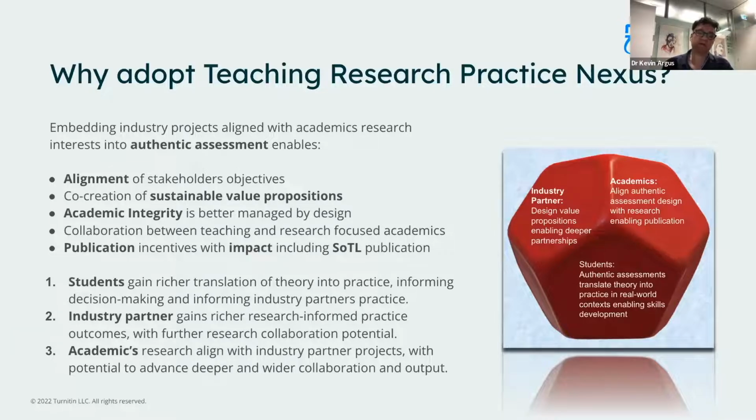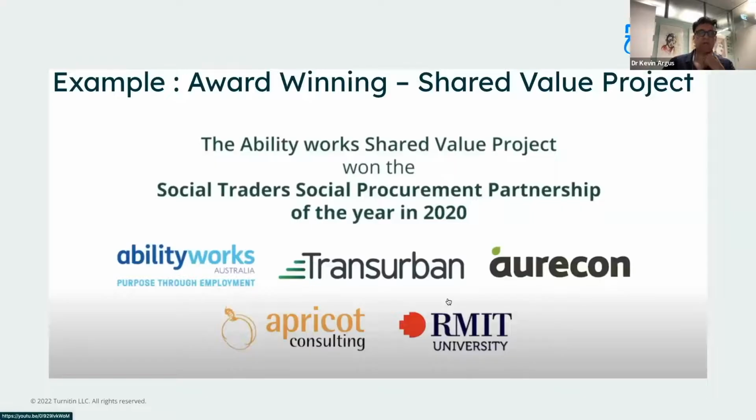And the other part about it is you can then co-promote with the industry partner. And I find that's part of the value proposition. A lot of them no longer just want alignment with the university. They're looking for ways to be seen to be doing something, not just to be doing something. So, we talked about students getting a richer experience, industry getting value, and academics aligning with their particular needs. So I thought what I'd share is an award-winning shared value project. Well, I say that because we did win an award, which is really neat.